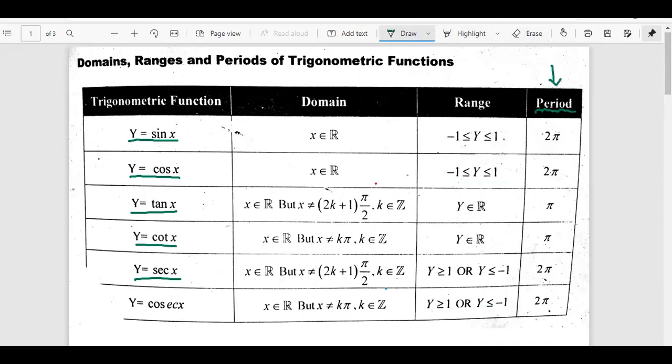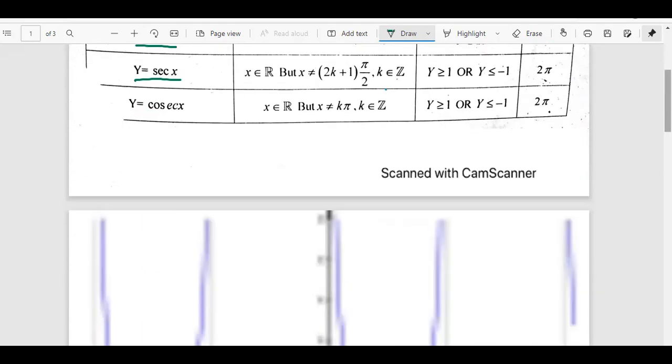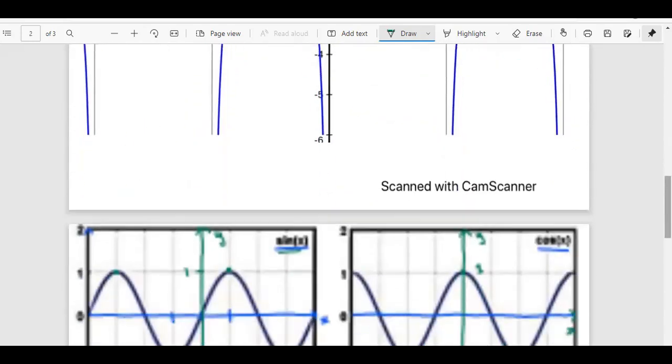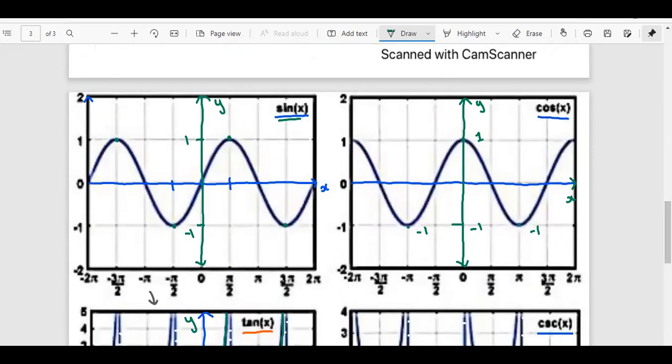Okay. Do you have any idea about what is a period of a function? No, ma'am. Okay, all right, no problem. So again, for defining period, I'll talk about the trigonometric functions and we'll talk about their graphs. Let's talk about sine x first.